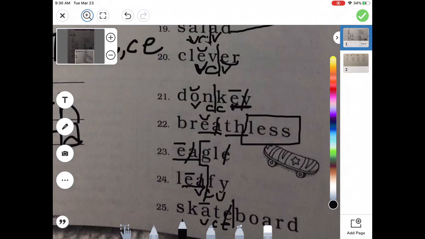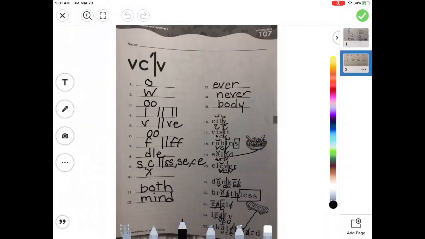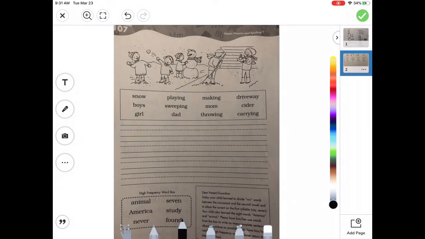Skate. And then over here, what do you have? I've got that OA, so I know it needs to be a long O, silent A. So board, skateboard. All right, so which one matches the picture? Donkey, breathless, eagle, leafy, or skateboard? Skateboard, very good.